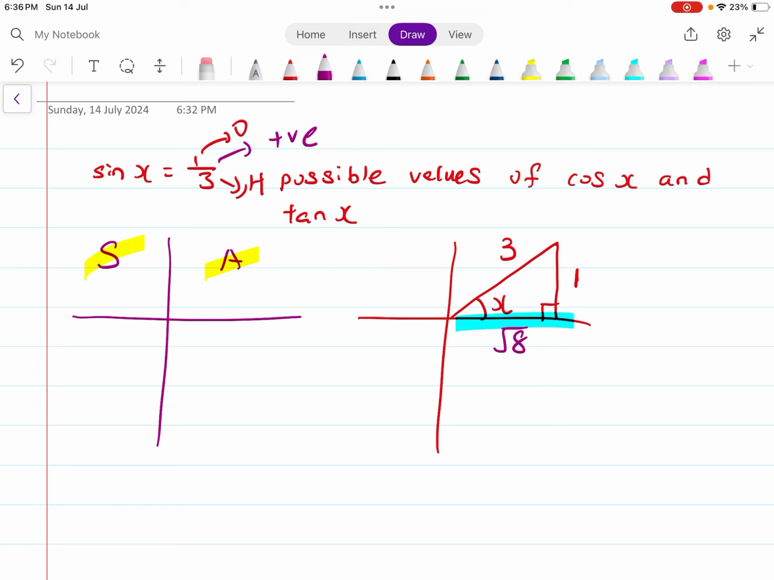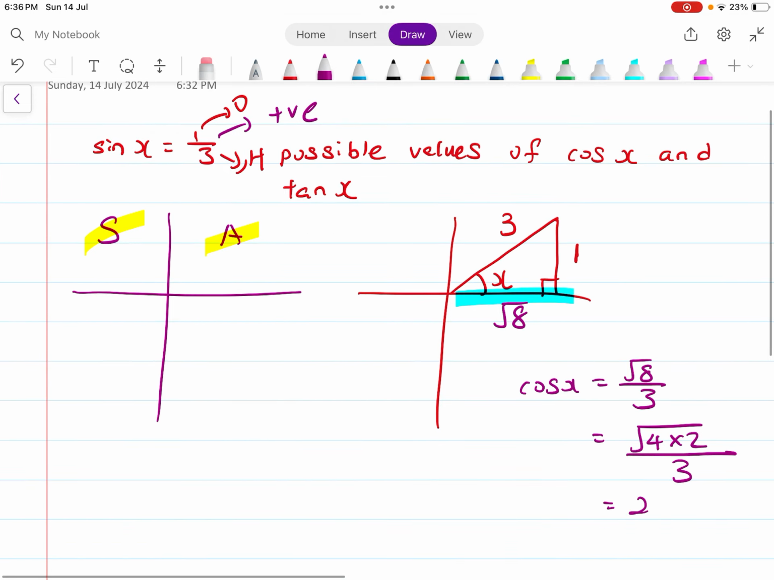For the very first part, you actually got it correct. So cosine x is equal to square root 8 over 3. Of course, we try to make it simpler. I can make it something like that, so it's equal to 2 square root 2 over 3, because you take the 4 out of the square root, so it becomes square root 4, which is 2.